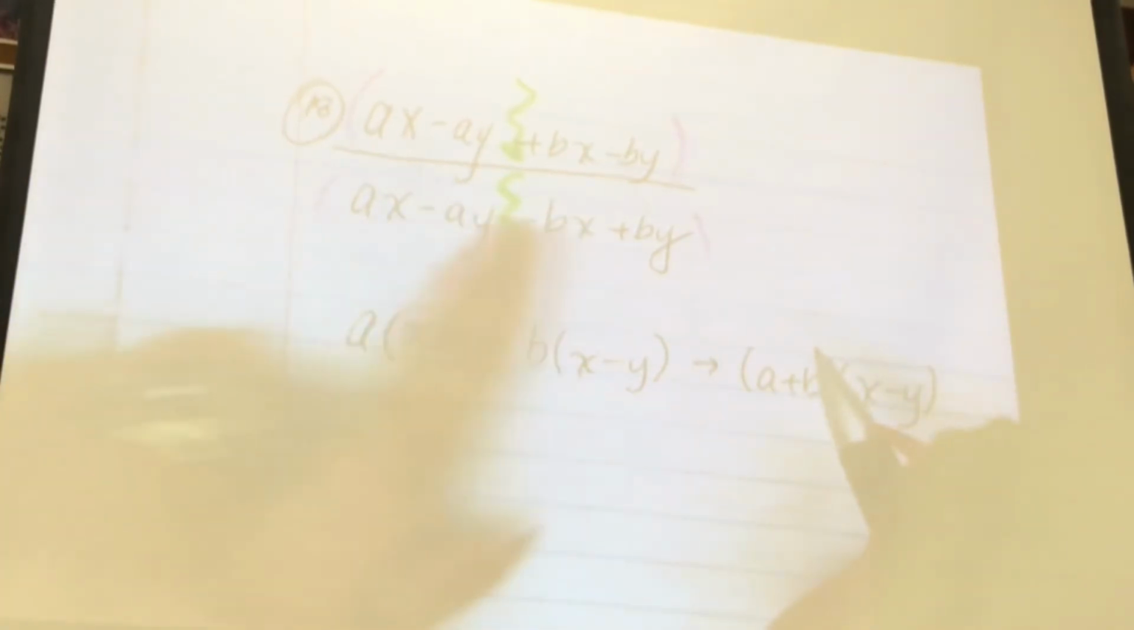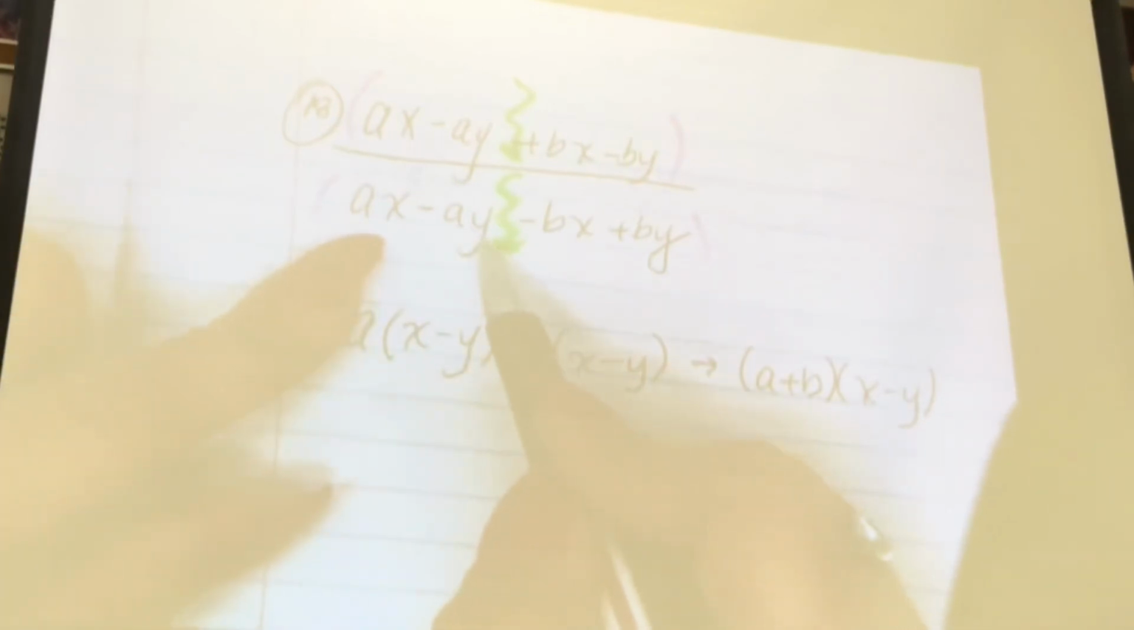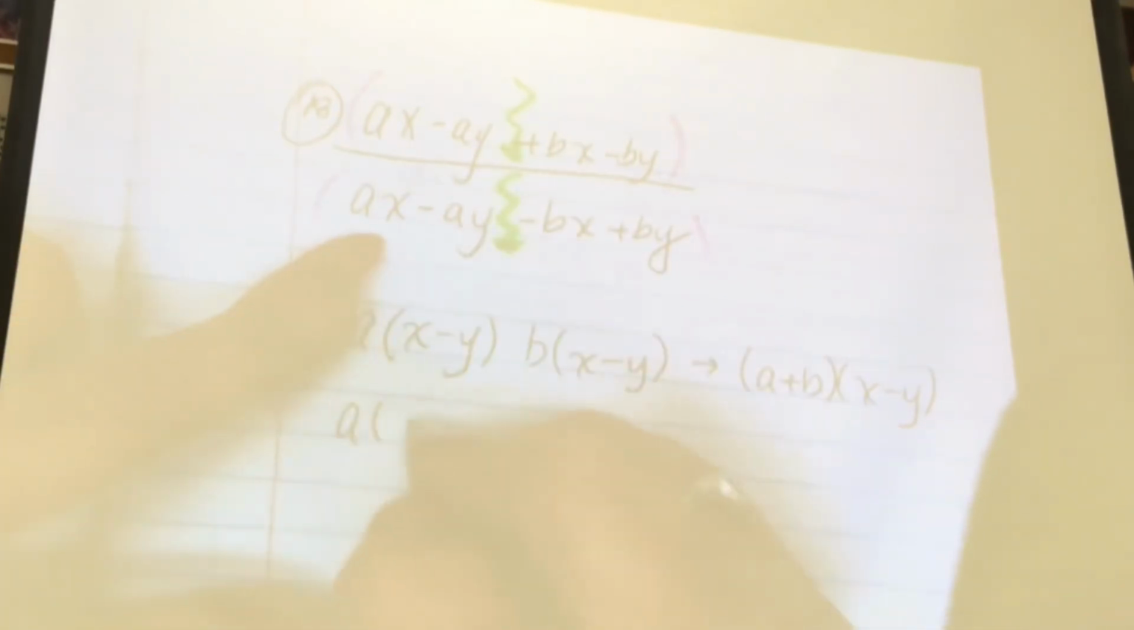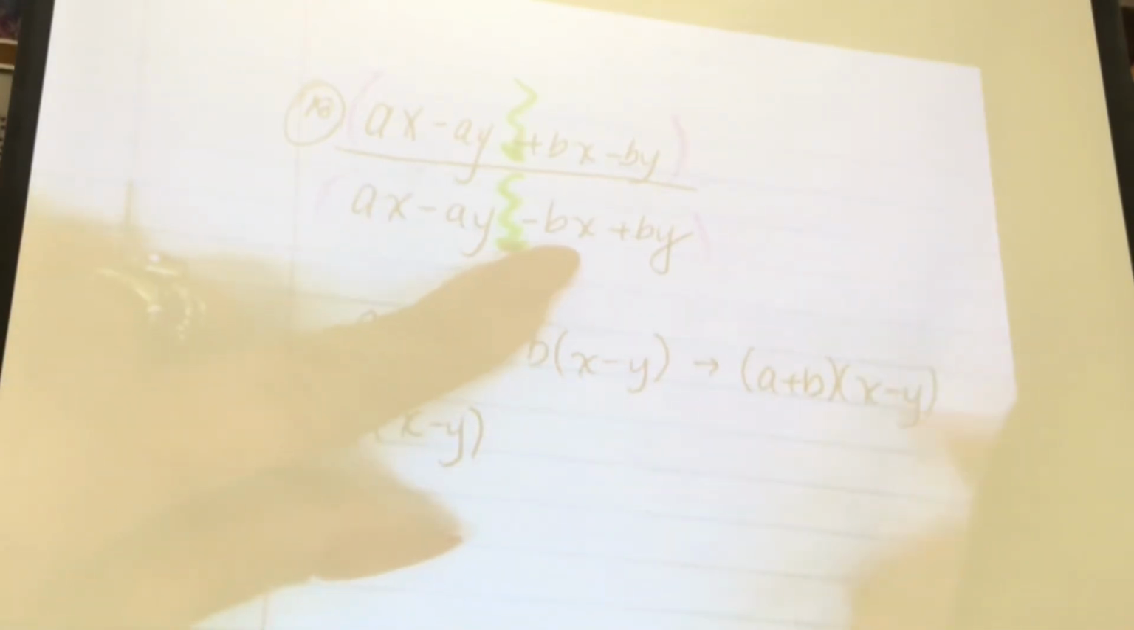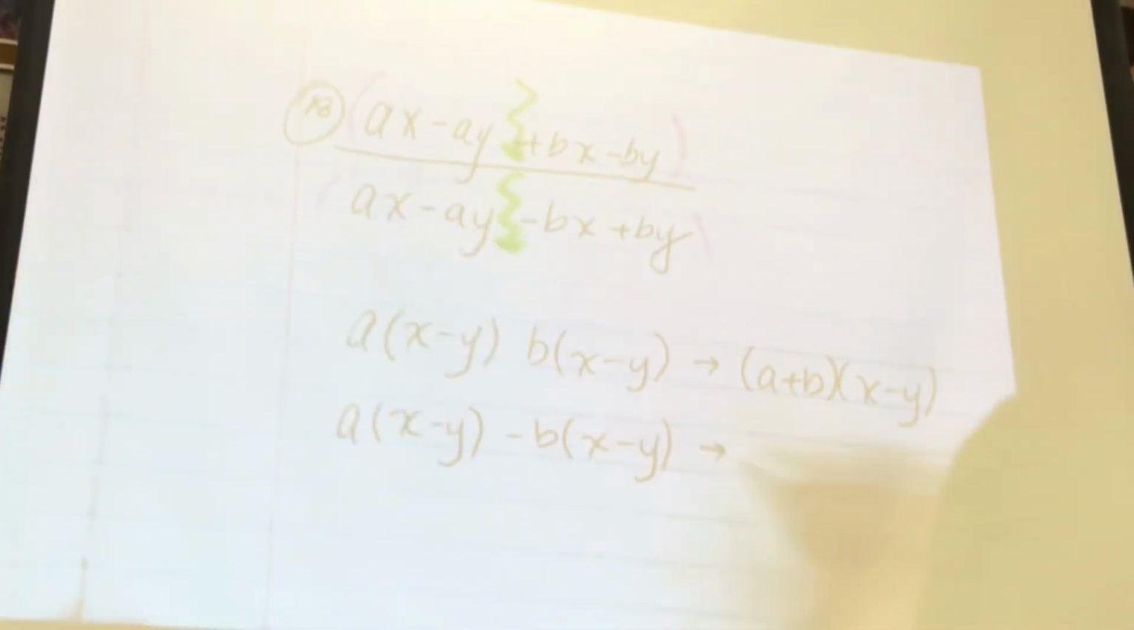Elizabeth, can you help me with the denominator? What can I take out of ax minus ay? And you're left with? Good. Destiny, can you help me with this one? What can I take out of a negative bx and a positive by? And I'm left with? Good job. X minus y. So what is left in my denominator? Good job, babe.